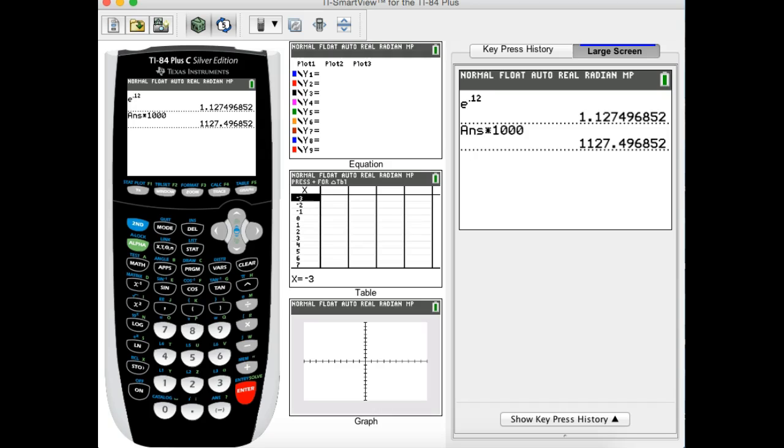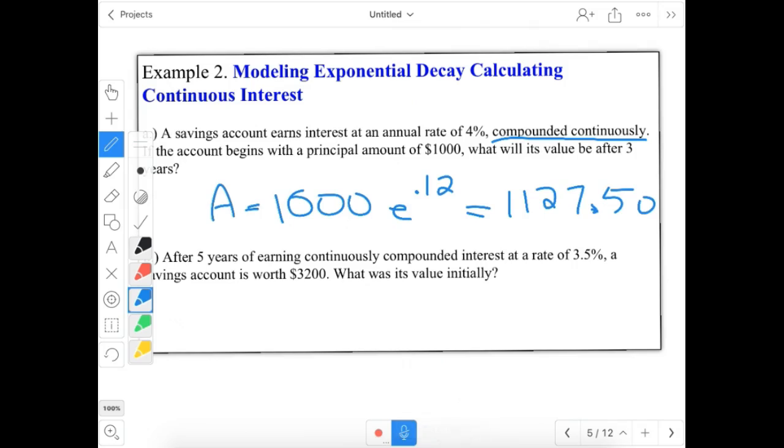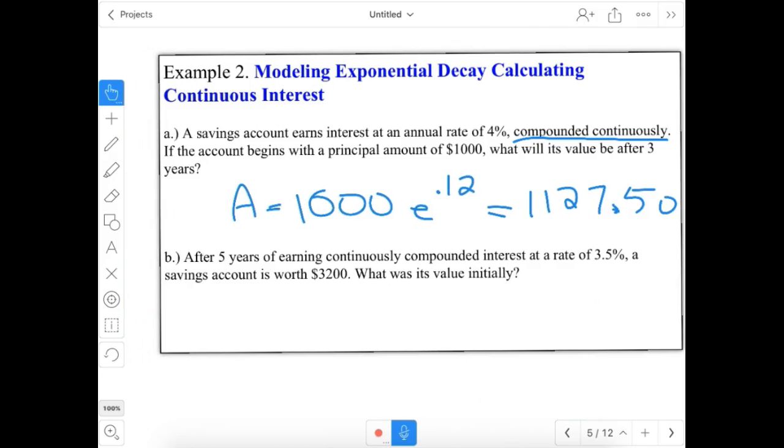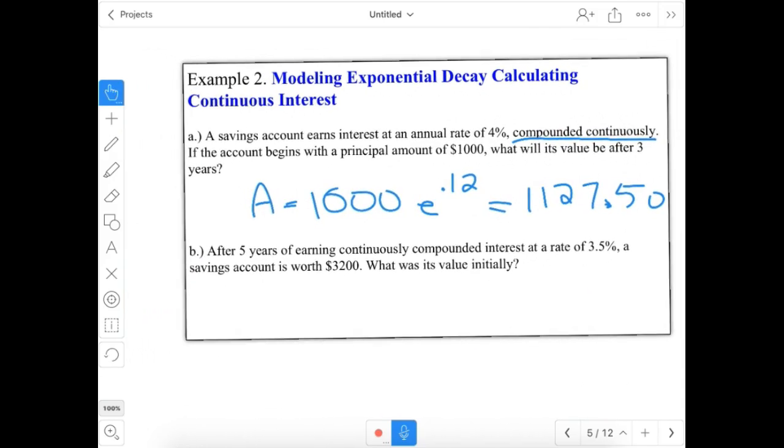And it looks like 50 cents. So we were able to gain an extra $1 just by switching the way that it's compounded. Now, obviously, if we had more money in there than 1,000, that would be more beneficial to us. We would get more money back on that investment.